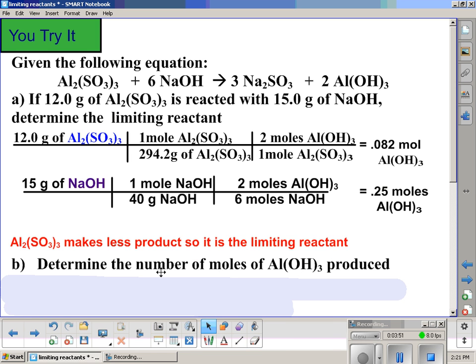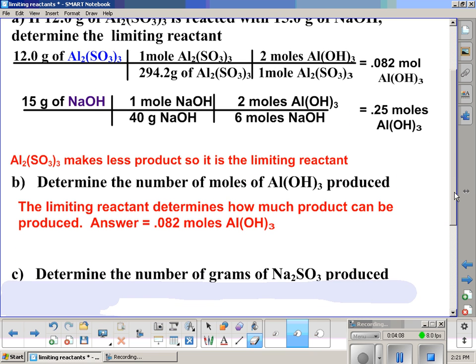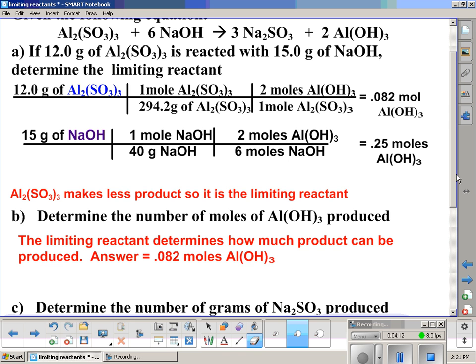Okay, let's move on to B. Oh, guess what? We already did B, didn't we? We know that this is the amount. The limiting reactant tells us how much product can be made. So B is done. Oh man, don't you love it? Life is so easy. Okay, for C, we have to determine the number of grams of sodium sulfate.